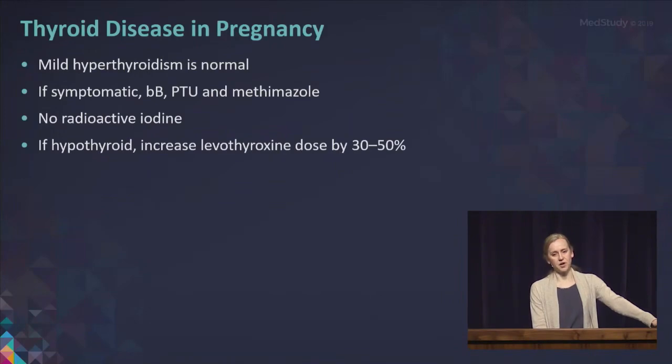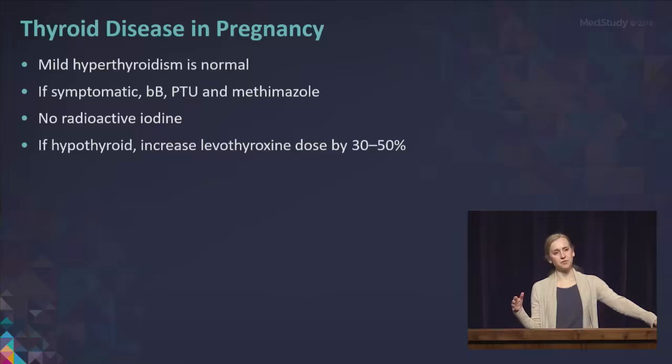Thyroid disease. So most women, when they become pregnant, become hyperthyroid, and their TSH drops below 1. If they're symptomatic, you can talk about beta blockers, PTU, and methimazole. But most of them are not symptomatic and will go back to normal after pregnancy. Obviously, we're not going to give them radioactive iodine, right?